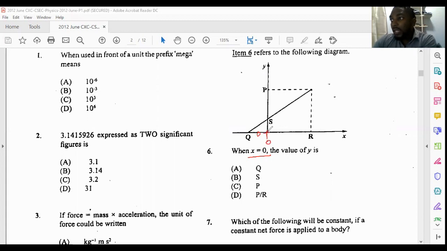All right. So this line going all the way up, these are values representing X equals 0. That's the X equals 0 line. So we want to know what is the value of Y. We want to know where exactly the line drawn touches the X equals 0 line, which is here at S. Good? So the answer should be B, and not P. P is just telling you the Y coordinate for this point here. Good. So our answer here is B.